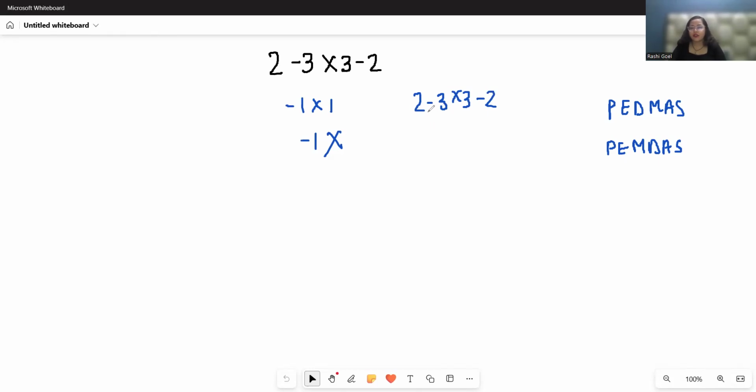So first we have given subtraction and multiplication. So we have to give priority to multiplication. 3 times 3 is 9, minus 2. Now 2 minus 9 is minus 7. That is minus 2. That is minus 9.